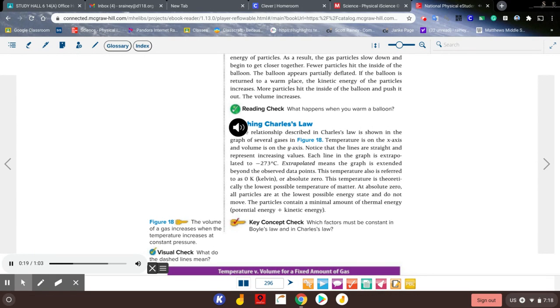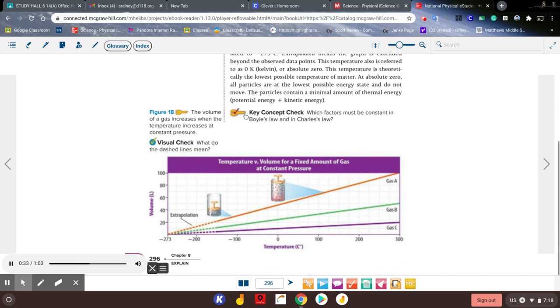Each line in the graph is extrapolated to minus 273 degrees Celsius. Extrapolated means the graph is extended beyond the observed data points. This temperature also is referred to as 0 K, Kelvin, or absolute zero. This temperature is theoretically the lowest possible temperature of matter.